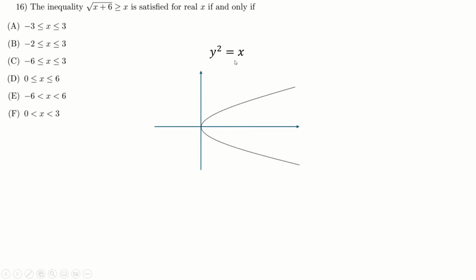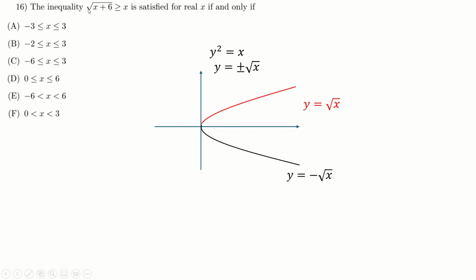Now for 16, we are going to draw another picture. It's super useful to know what root graphs look like, so I'll just talk you through it very quickly. In case you don't know, y squared equals x looks like this. Now, I like to think of it as actually two graphs stitched together, because when you square root this, you're going to get y is plus minus root x. And this top graph is the graph y equals plus root x, and the bottom graph is y equals minus root x. It's actually two graphs stitched together.